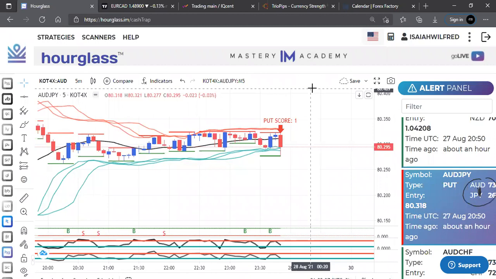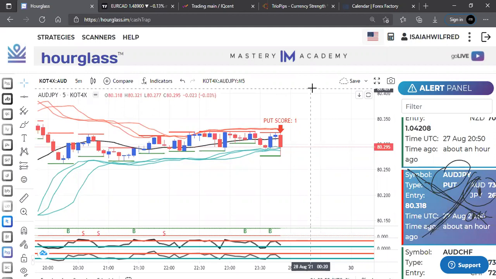So now we have put. If the currency strength meter is telling me to call, and this thing is telling me put, I'm not supposed to take this trade normally, right? I don't take a trade like this.